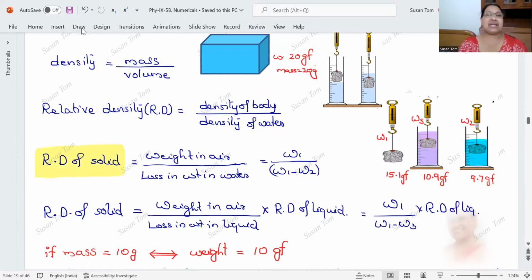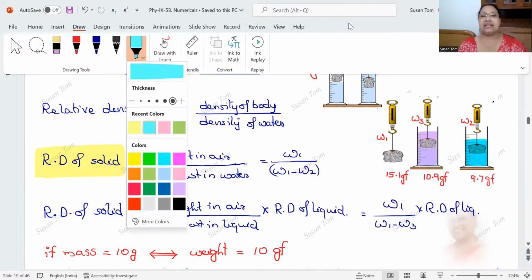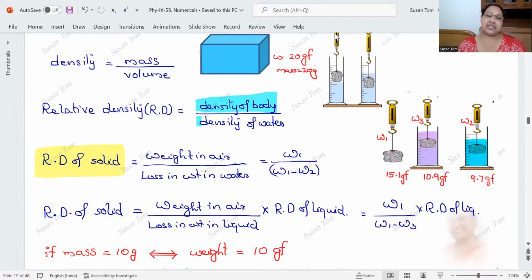The third thing to remember here is, experimentally, how do you find the relative density of a solid? Children, in the above case, I said already, if you have the density of the body and the density of water, which is taken as a constant or fixed standard value, we can find the ratio. Suppose the density of the body is not given. We have to calculate it by means of an experiment. So experimentally, first we weigh the body in air, using a spring balance. Suppose this is a stone, we find its weight. Suppose 15.1 gf is the weight in air, without immersing in water or any liquid.